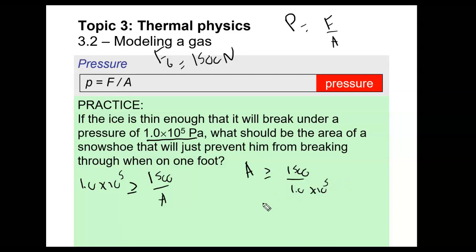to the 5. So the area of the snowshoe, if you've ever seen a snowshoe, or if you haven't, you can Google what a snowshoe looks like. Basically, the purpose of the snowshoe is to increase the area of your foot, because the idea is if you take your weight and spread it out over a bigger area, it's going to decrease the pressure, and so the ice is not going to break. So we find that the area has to be greater than or equal to 0.015 square meters. If it's less than that value, then his force is not going to be spread out enough, and the pressure is going to cause the ice to break. So that's another simple example with the pressure equation.